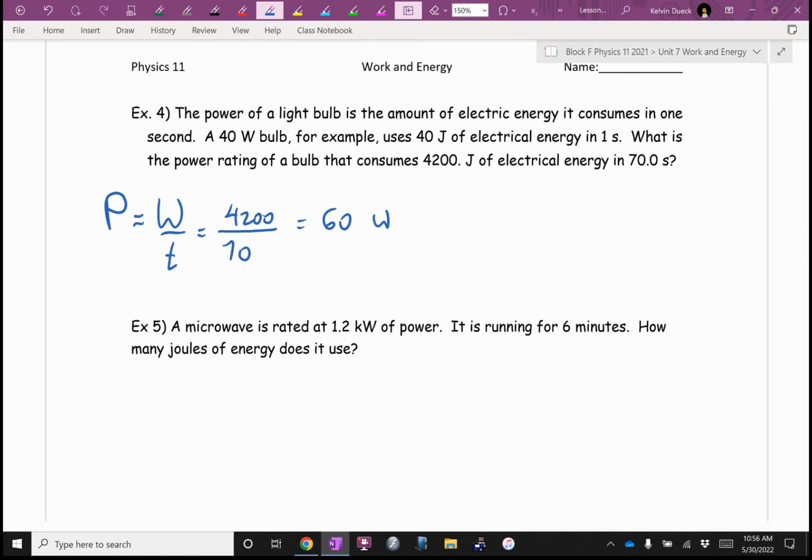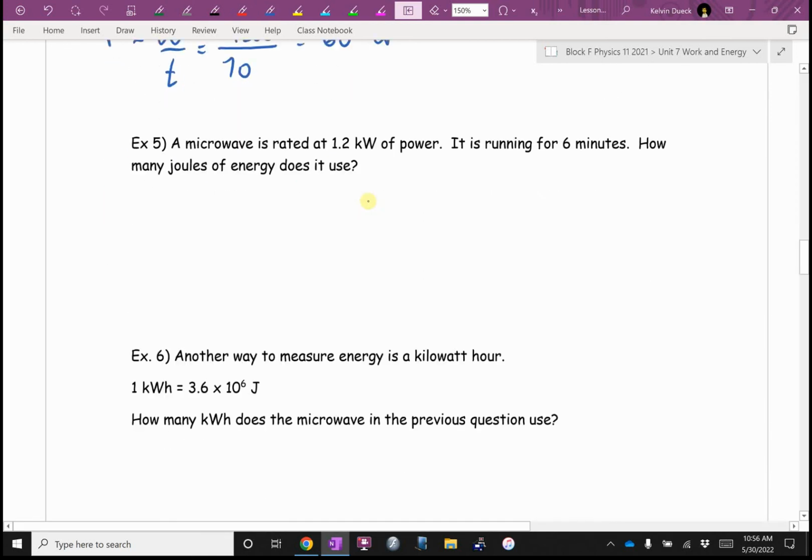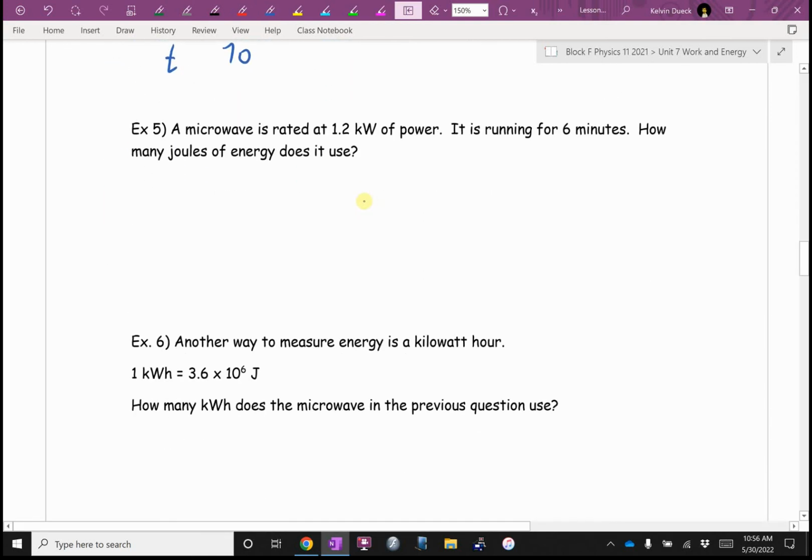Some of you may have had as a kid an easy bake oven. That's just a light bulb oven. I think it's a 150-watt bulb in there, and it's just throwing off a lot of heat. Appliances also have power ratings. So a microwave is rated at 1.2 kilowatts of power. It's running for 6 minutes.